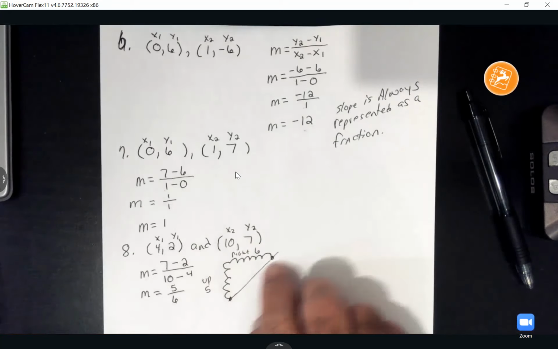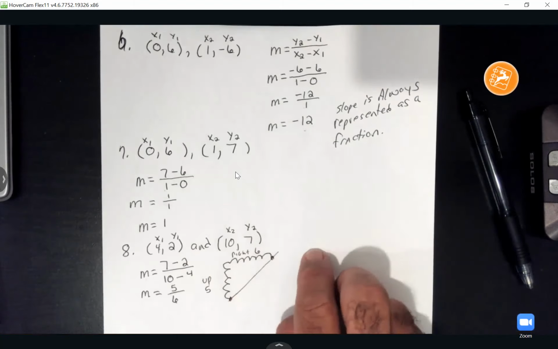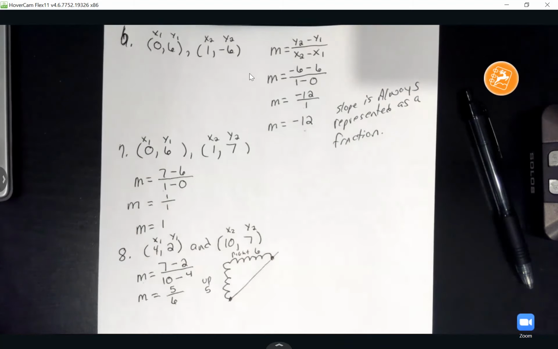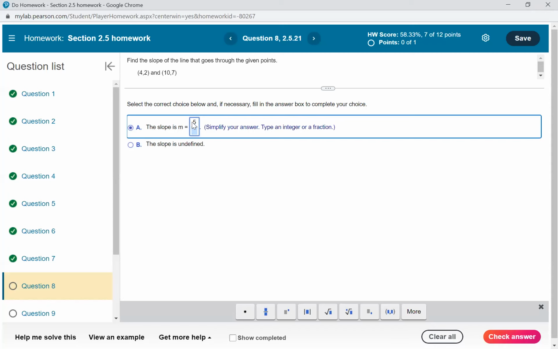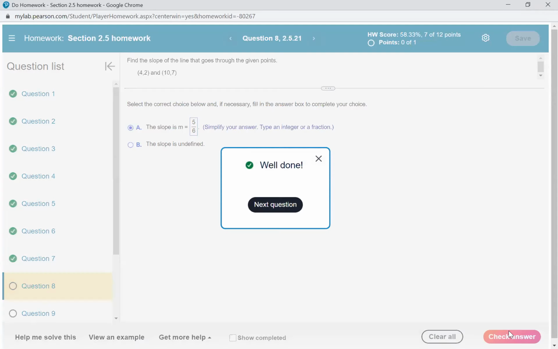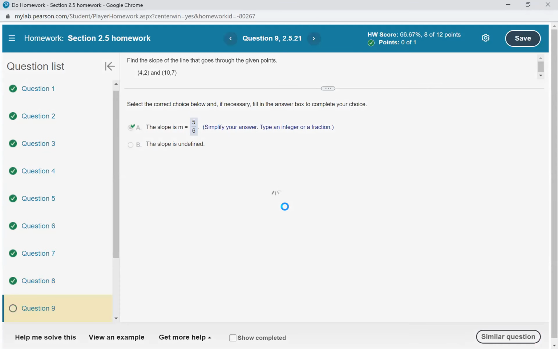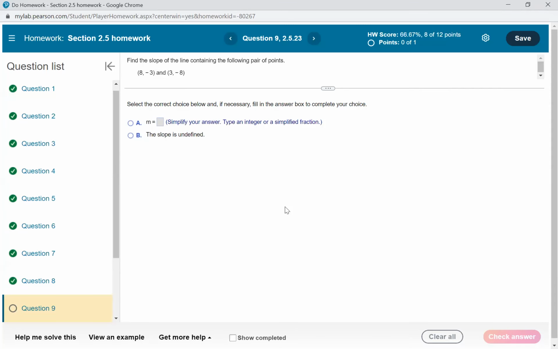Okay, so I just want y'all to sort of realize what's happening with these lines to go from point to point. All right, y'all, so let's go put that in. We had a 5 divided by 6. All right, y'all, 9, they're giving me the point 8, negative 3, and a point 3, negative 8. So we're going to play with that one.